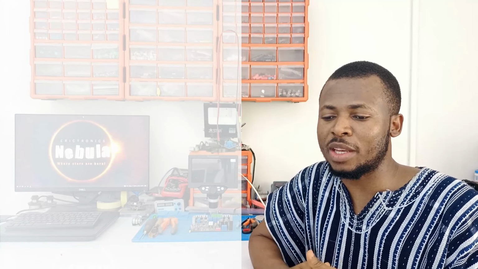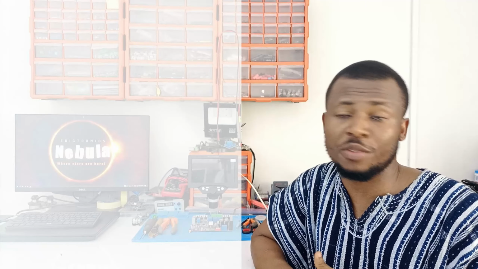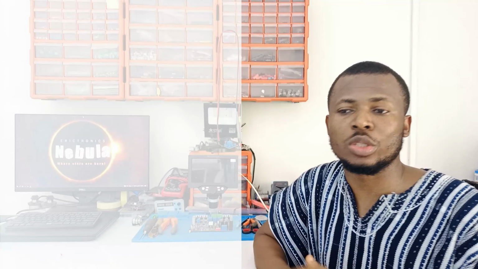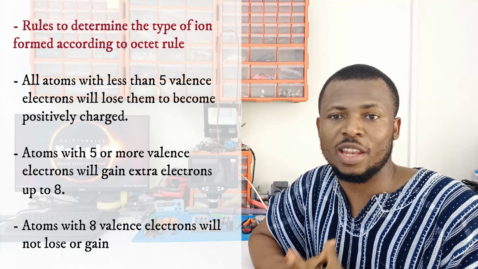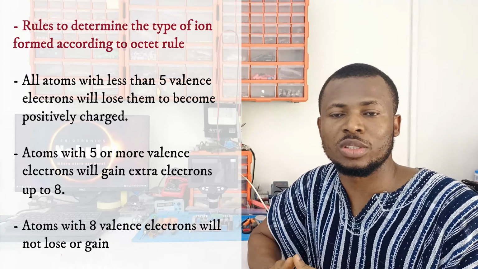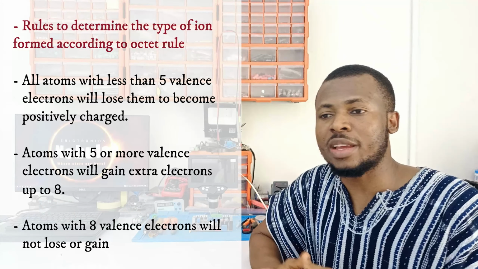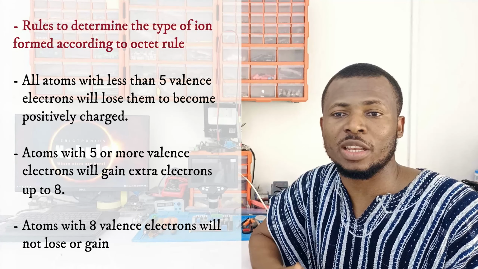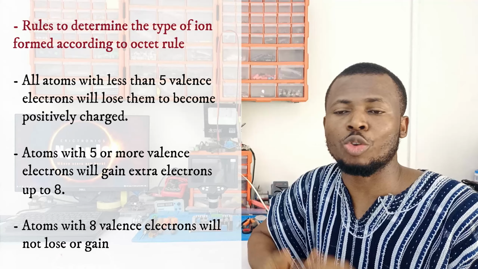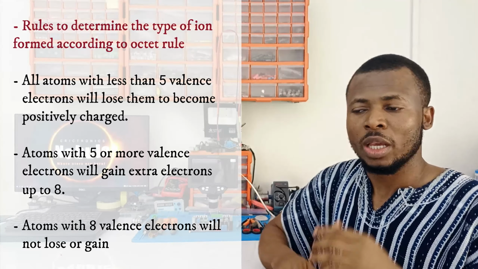So, to determine whether an atom will lose or gain electrons to have a fully filled valence shell, the following rules can be applied. The first is that atoms with less than 5 valence electrons will lose these valence electrons to become positively charged. The second rule is that atoms with 5 or more valence electrons will borrow or gain extra electrons to have a fully filled valence shell.